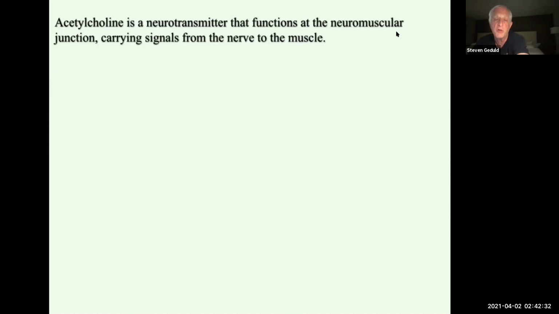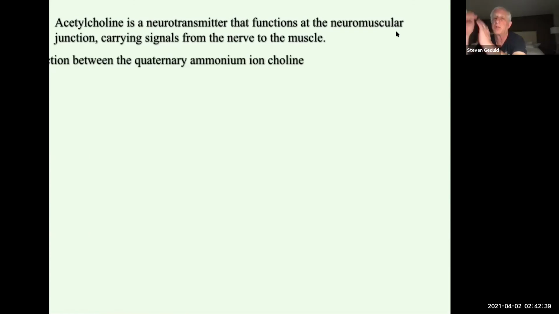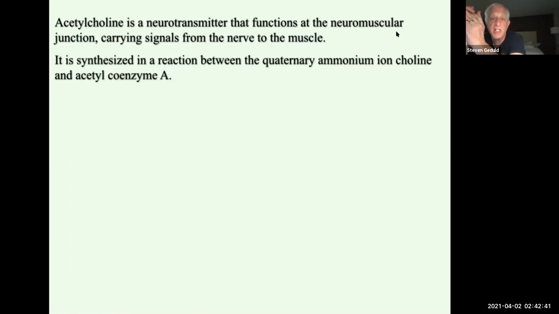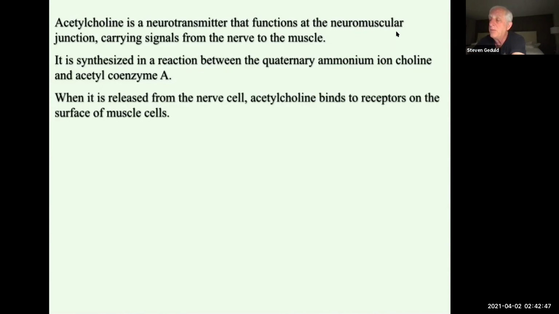Acetylcholine is a neurotransmitter, as we said, that functions in the neuromuscular junction. It carries signals from the nerve cell to the muscle and causes the muscle to contract. It's synthesized in a reaction between the quaternary ammonium ion choline and acetyl coenzyme A. We'll get into all these things in the next couple of chapters too, all these different enzymes and the biochemical functions of it.